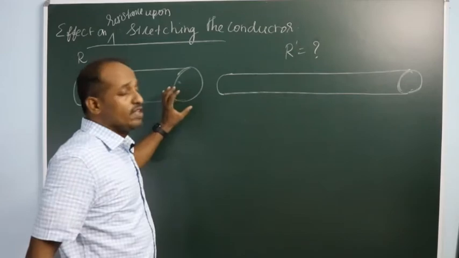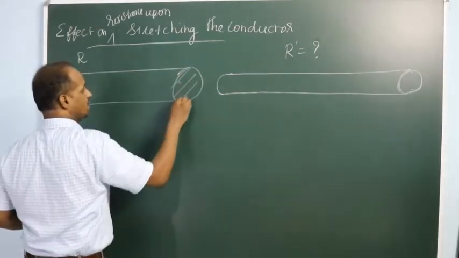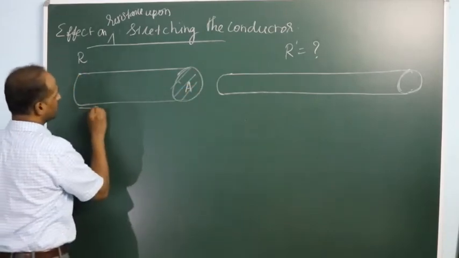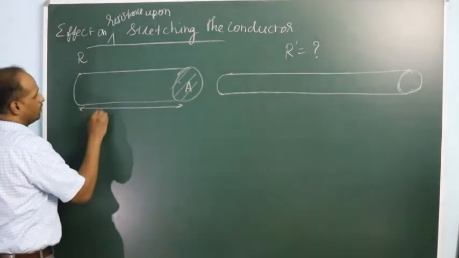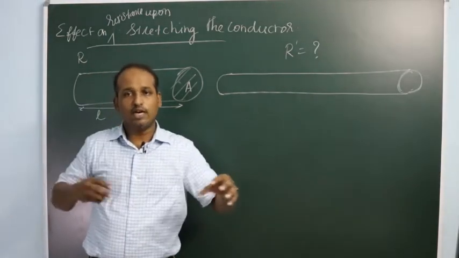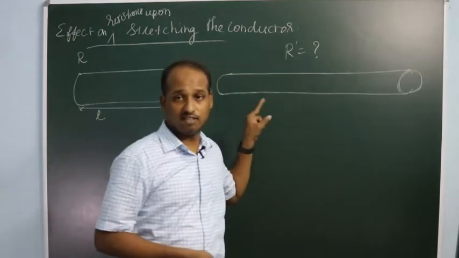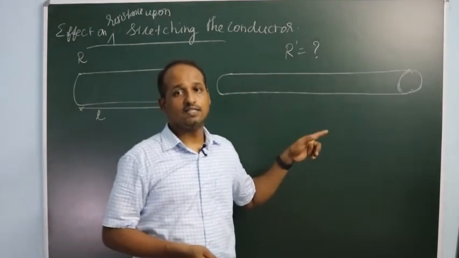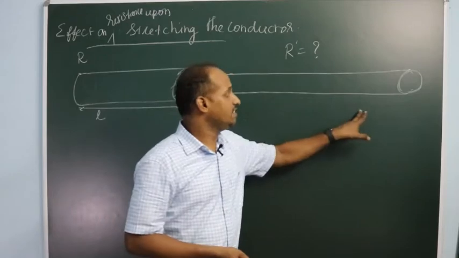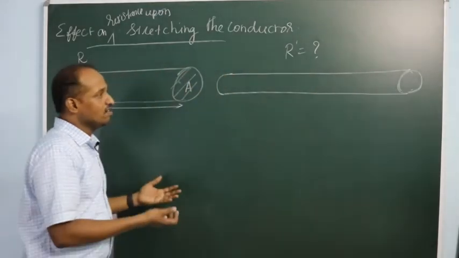But here, if there is a piece of conductor whose area of cross section is A and it has a length L, now you are stretching the wire. When you stretch the wire in such a way that the area of cross section throughout the wire remains constant, as the length increases, the area of cross section keeps decreasing. So what does not change?